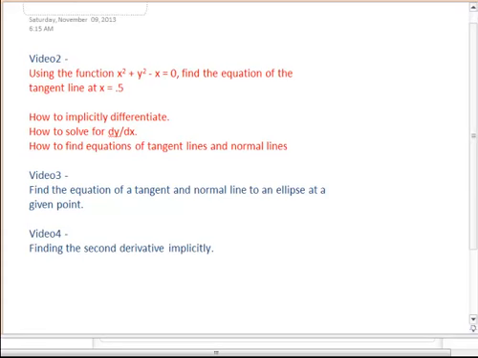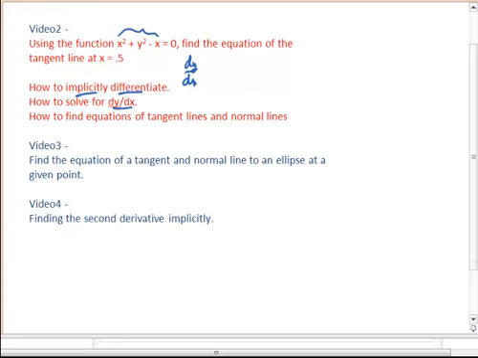So what we're going to do is take the implicit curve x squared plus y squared minus x equals 0, and find the equation of the tangent line at the point x equals 0.5. But to do so, we're going to need to find dy dx, and in that process, we're going to have to implicitly differentiate, solve for the quantity dy dx, and then find equations of tangent and normal lines.